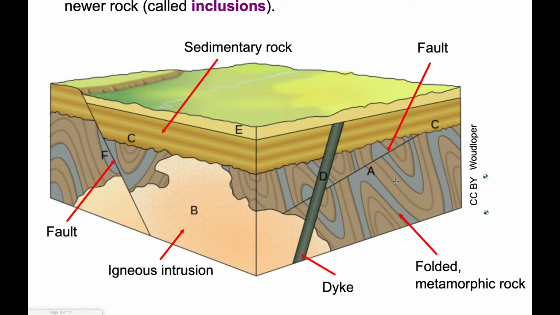Therefore, we can probably safely say the folded metamorphic rock is our oldest feature in this image, followed by fault line A, because it only cuts through the metamorphic rock. After fault line A, the next thing that cuts through fault line A and nothing else is actually the igneous intrusion, B. After that, every other feature cuts through the igneous intrusion. So far, we have folded metamorphic rock, fault line A, igneous intrusion, B.